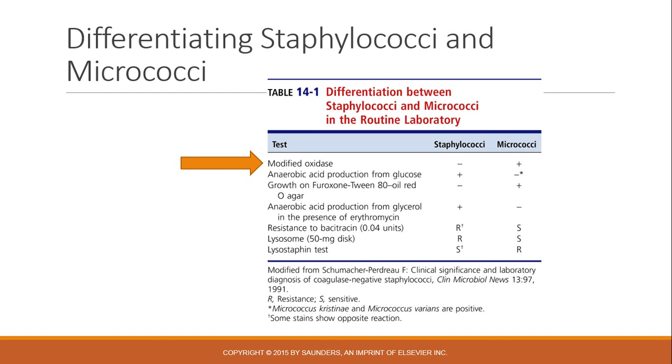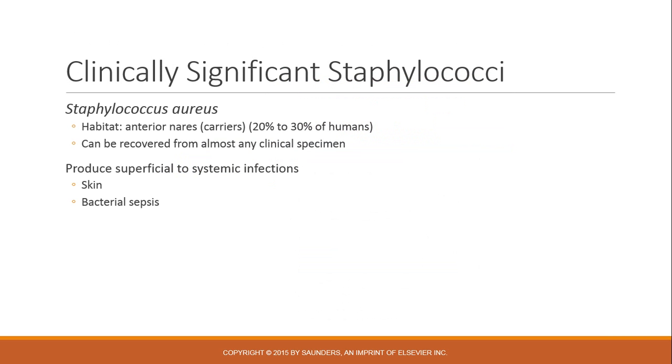Basically, I remember what's positive, and I don't worry about memorizing what's negative. So if you see modified oxidase positive, put the M's together, Micrococcus, and you know to identify your organism as Micrococcus. And that's all we're going to talk about for Micrococcus. It's not a super important organism. There's not a lot to it. It's usually a non-pathogen. So think of lemon yellow, modified oxidase positive, catalase positive.